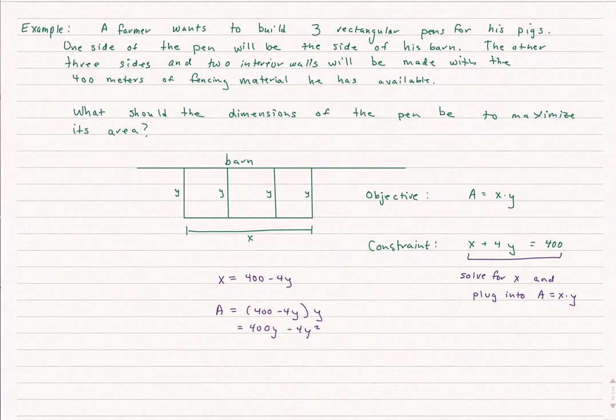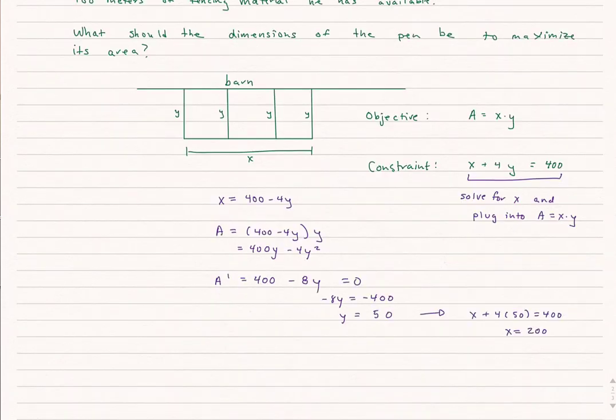I need to take the first derivative of that area in order to maximize it. I'm going to find my critical points. To find my critical points, I'm going to take that first derivative and set it equal to 0 and solve for y. When I do that, I find that y is equal to 50, and in order to find x, I plug that back into our constraint function, substituting y is equal to 50, and I find that x is equal to 200.